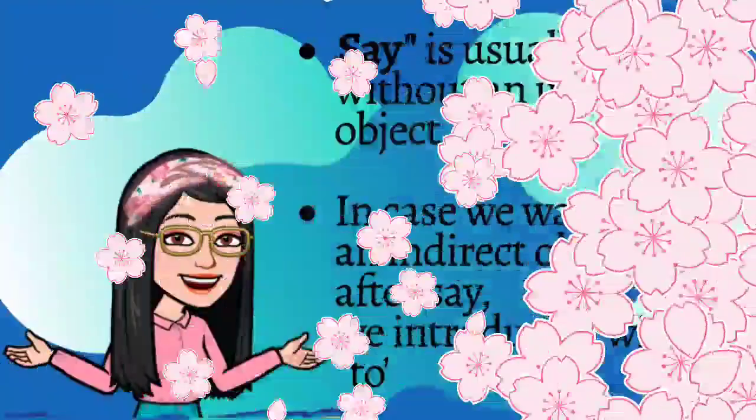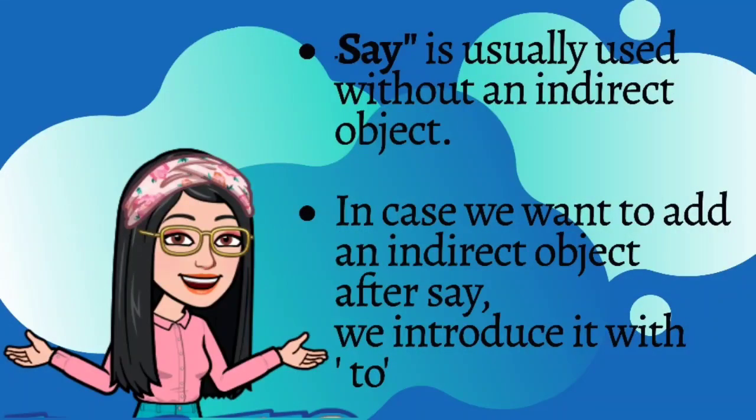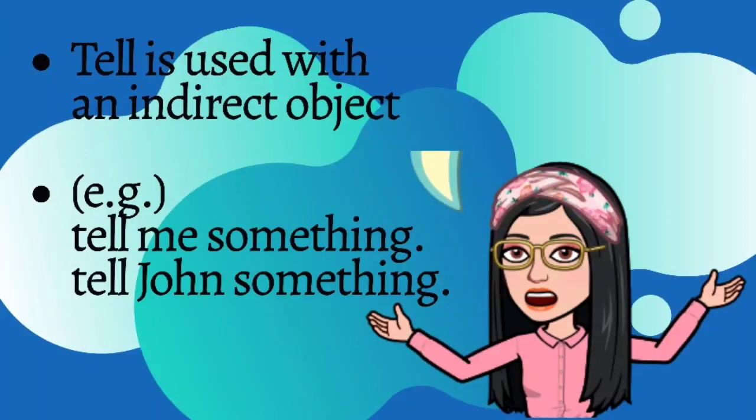As you noticed from the examples, when you use say, you say something directly, while when you use tell, you tell someone something. Say is usually used without an indirect object. In case we want to add an indirect object after say, we introduce it with to. Tell is used with an indirect object. Example: tell me something, tell John something.